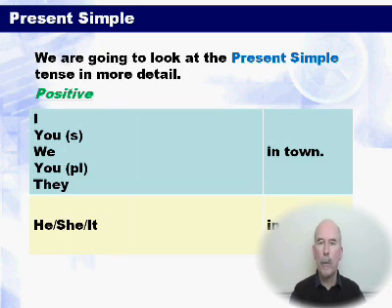So the positive form of this would be I work in town, you work in town, singular, we work in town, you work in town, and they work in town. And for the third person singular, we have he, she or it works. So this is where you add the S in the third person singular for present simple. Very, very important. So he, she or it works in town.